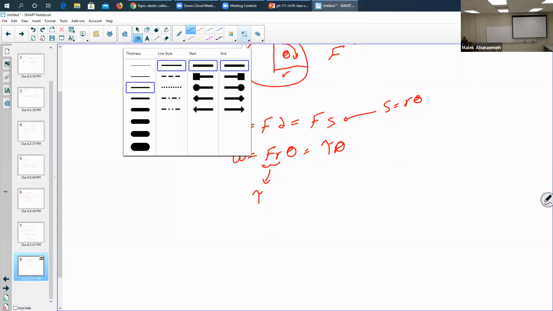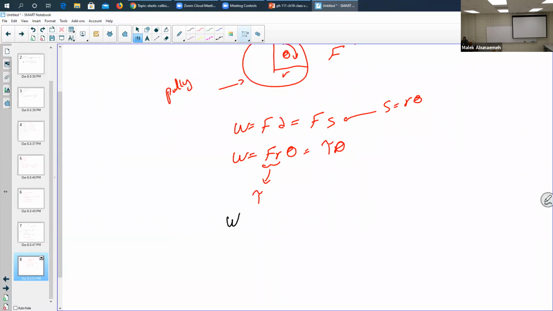So let me get a different color. So your work is your torque multiplied by theta. Now again, theta must be in radians. And your work has to be in what? In joules.